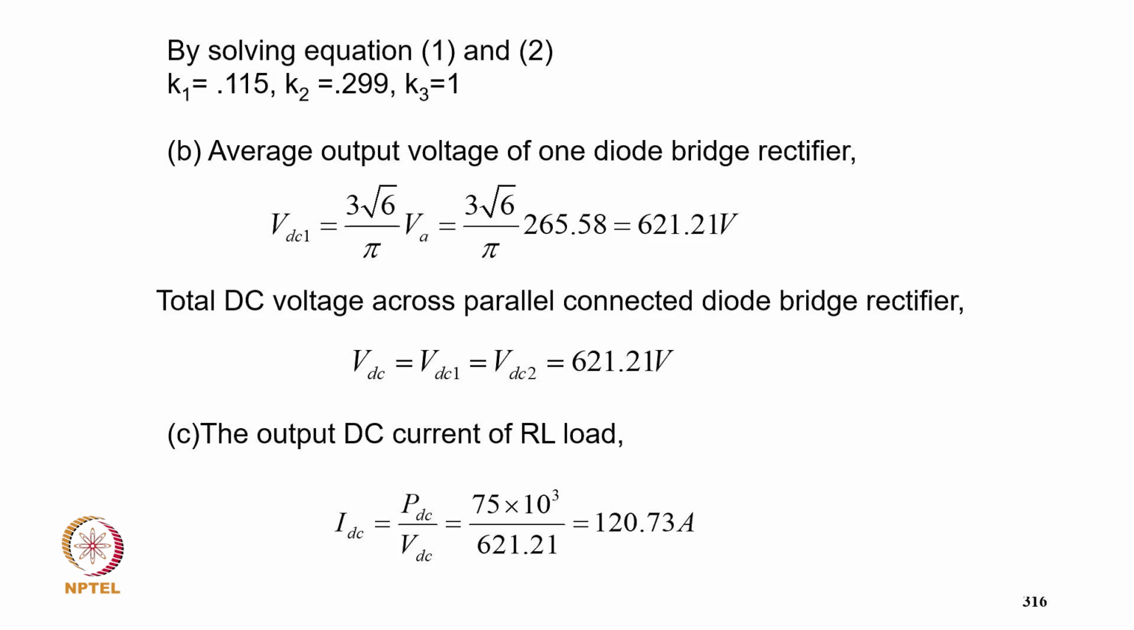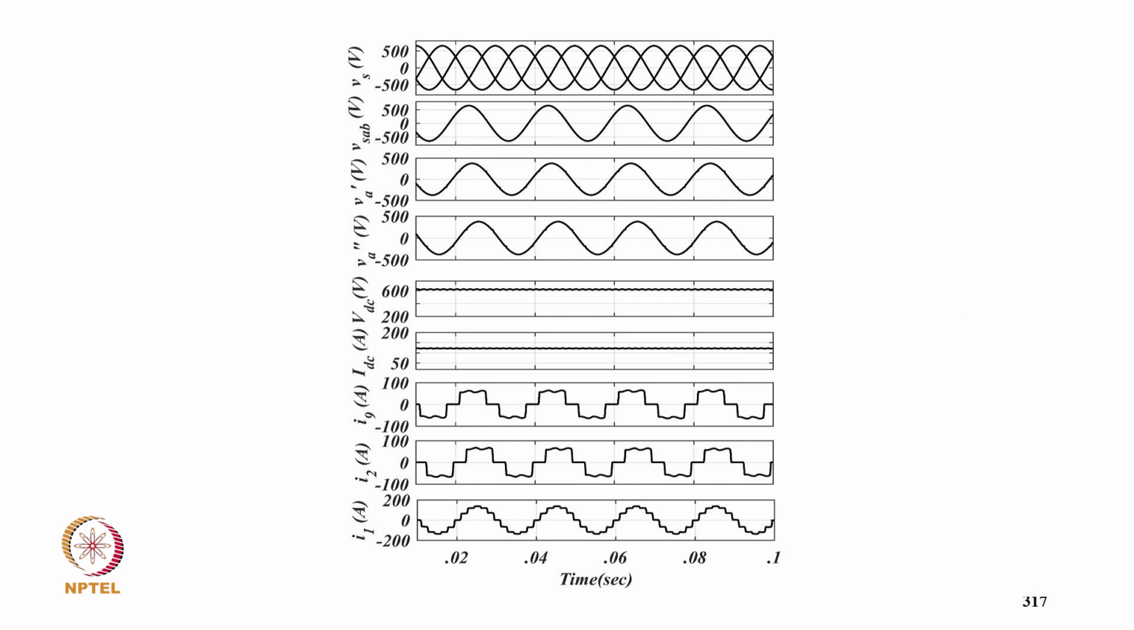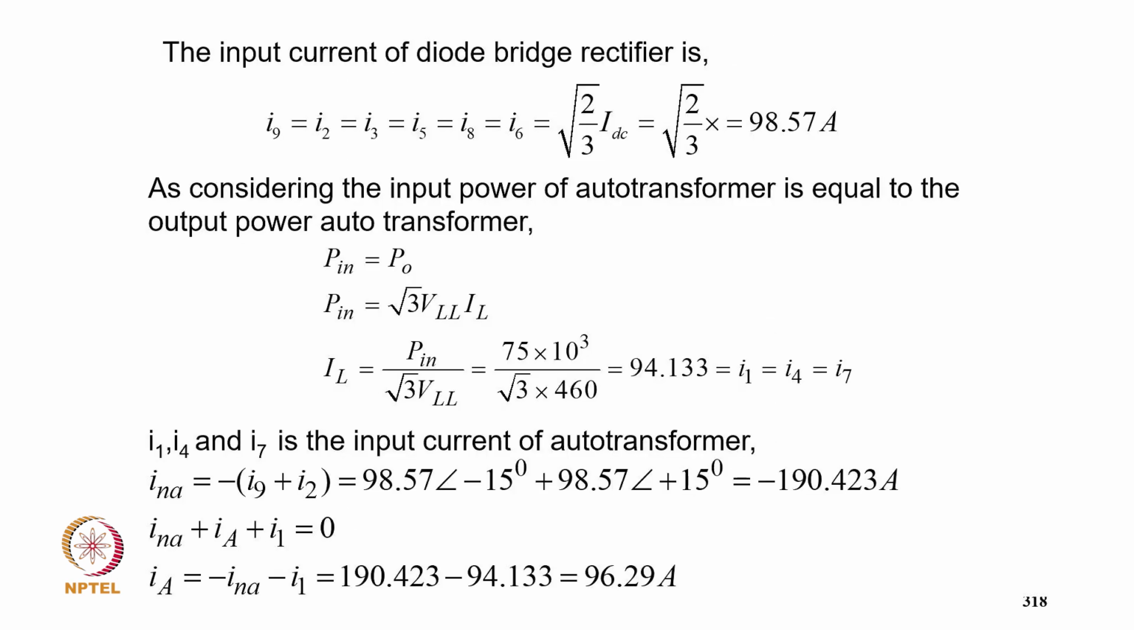So from here the average voltage VDC1 equals 3 root 6 upon 5 into VA, it comes to 621.21 volt, and VDC equals VDC1, that's 621, and output load current IDC equals PDC upon VDC, that comes to 120.73. These are the simulated waveforms of the 3-phase supply voltage and the phase shifted voltage. Then your typical DC link voltage, DC link current, then the converter currents, and then the net current.